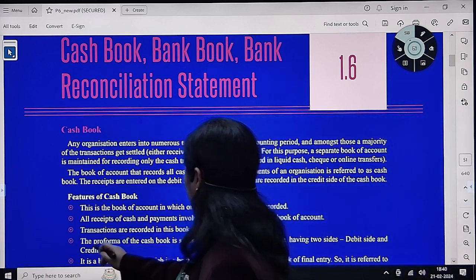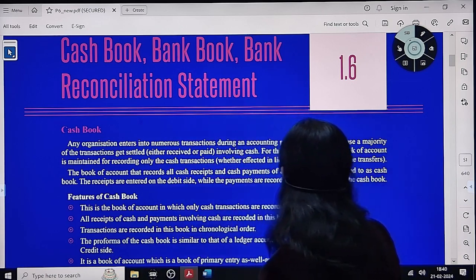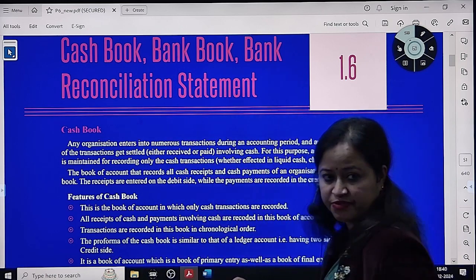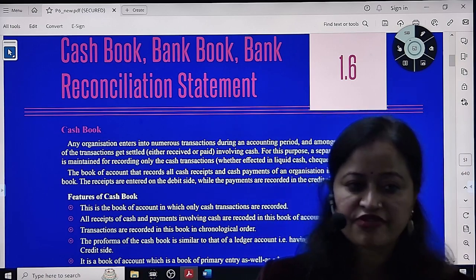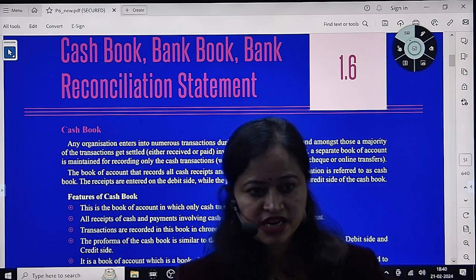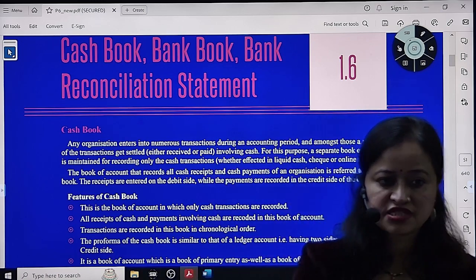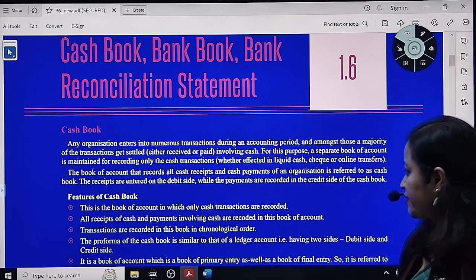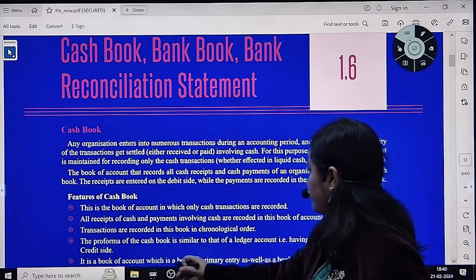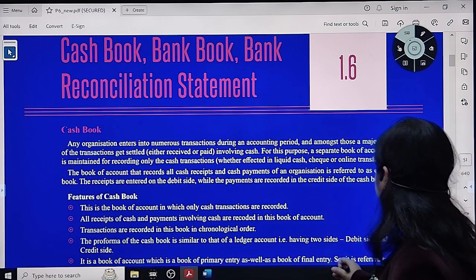Now, point number 4, the pro forma of the cash book is similar to that of a ledger account, that is having two sides. As you know the format of a ledger, any account, there is a debit side, there is a credit side, there is a date column both in debit as well as in the credit side, and an amount column.